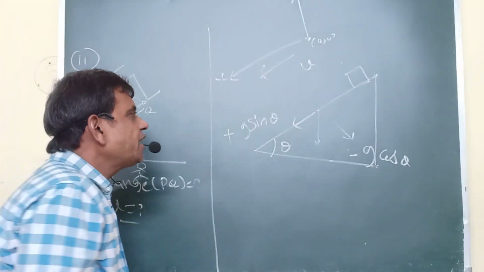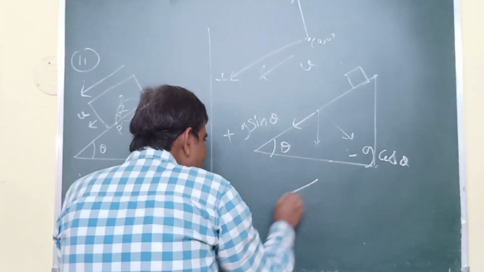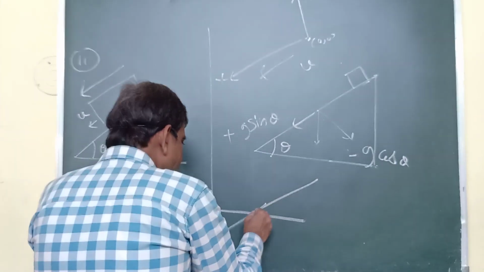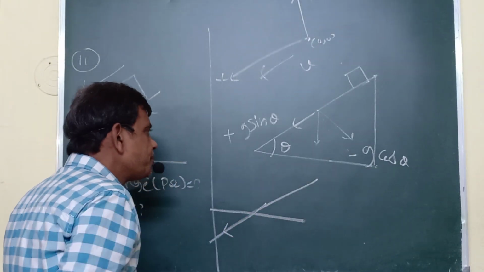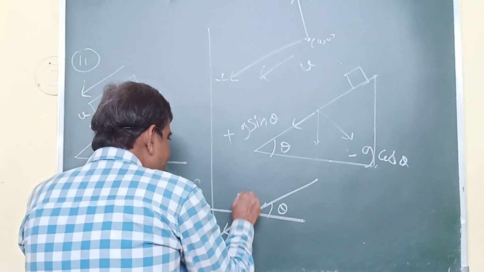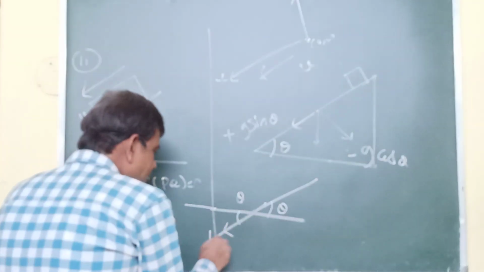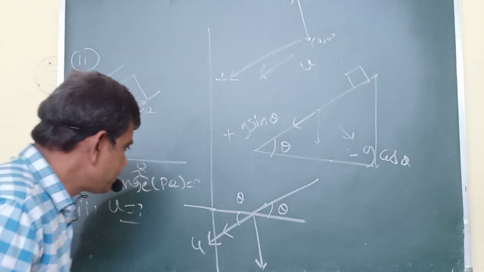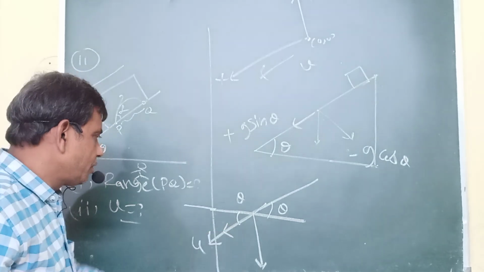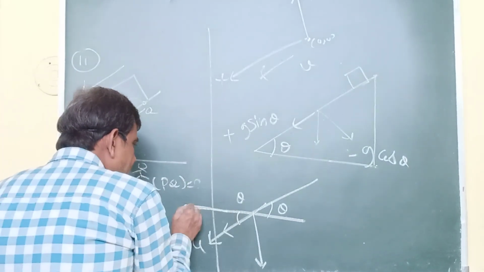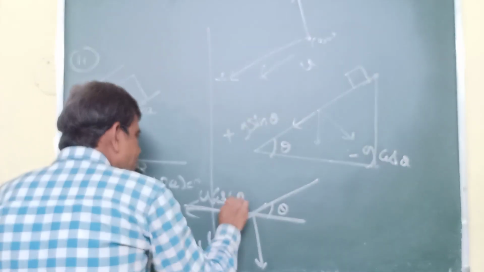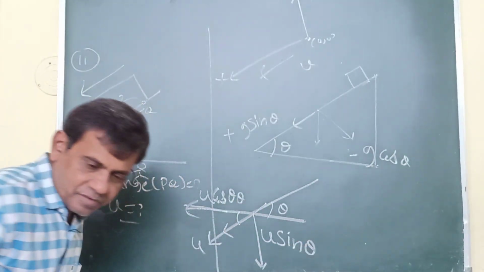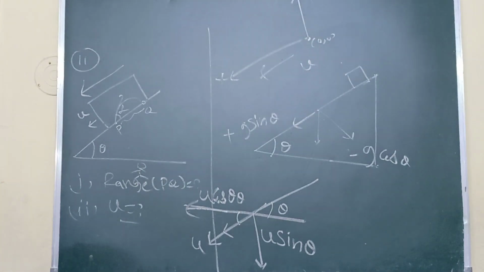That is completed. Again you go to velocity. This is my velocity. The velocity is like this. If this is theta, automatically this is theta. This is my velocity. So automatically what happens? Two components. u, here making theta angle. So automatically, what about this? u cos theta. And automatically, what about this? u sin theta. That is resolution of vectors.